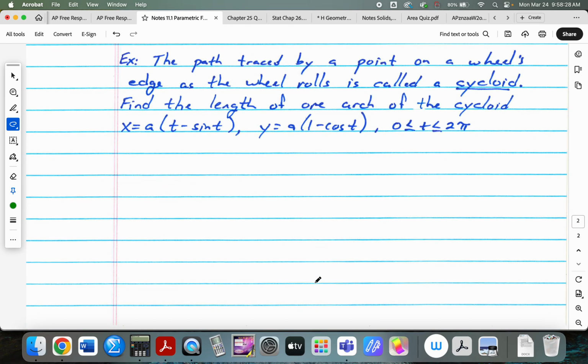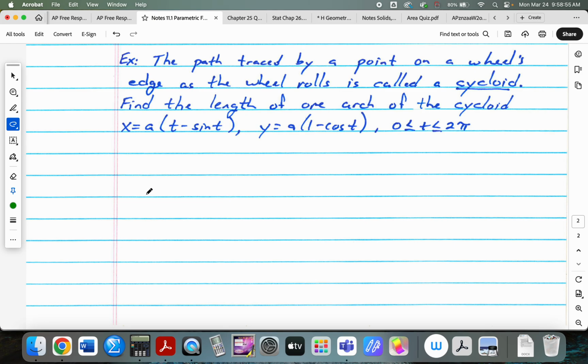So, last example, the path traced by a point on a wheel's edge as the wheel rolls is called a cycloid. Find the length of one arch of the cycloid x equals a times t minus sine t, y equals a times 1 minus cosine t on the interval from 0 to 2 pi.